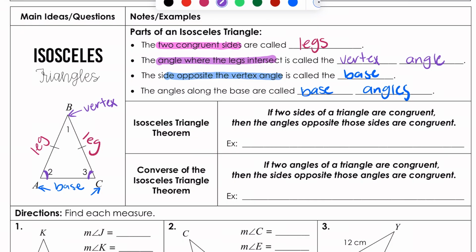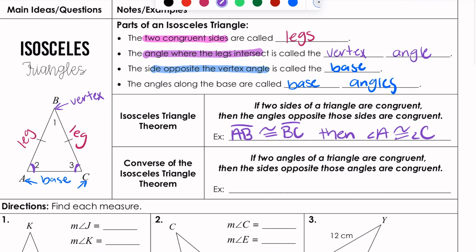So in that case, because line AB is congruent to line BC, because the legs are congruent, then the two base angles, angle A is congruent to angle C. Okay?